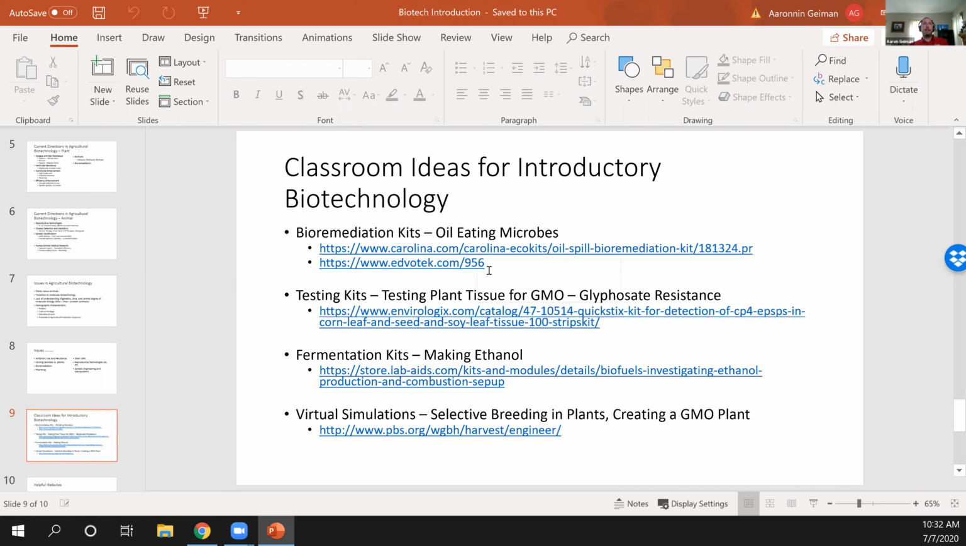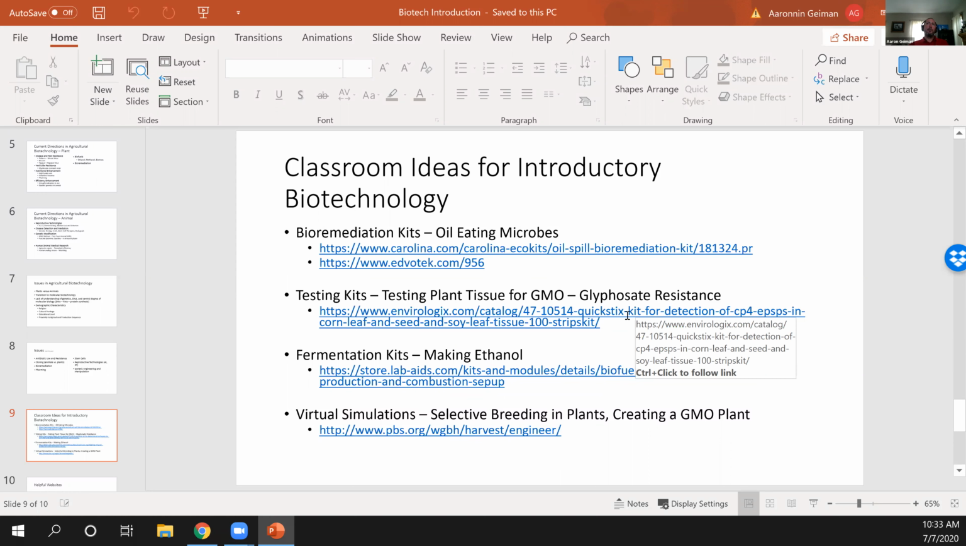We use these kits in our biotech course as we start getting into application phases of biotech. We also can start testing for GMOs. This kit from EnviroLogics is actually not an educational kit, but a professional test kit for a purchaser in the field.